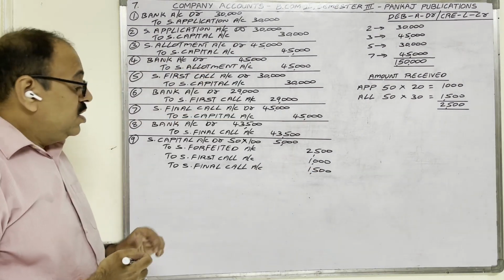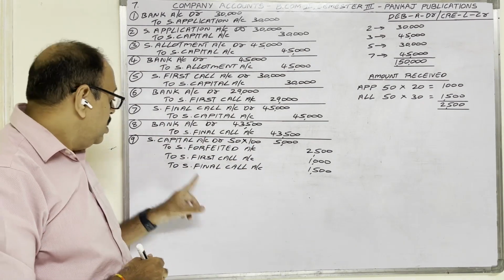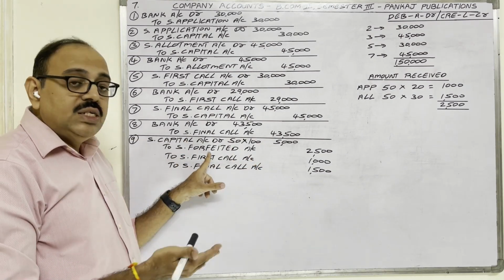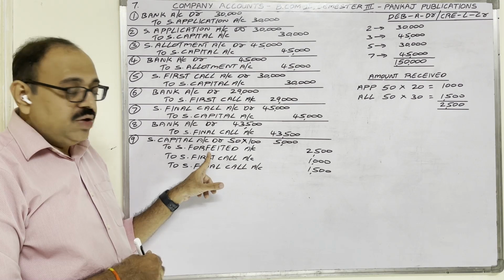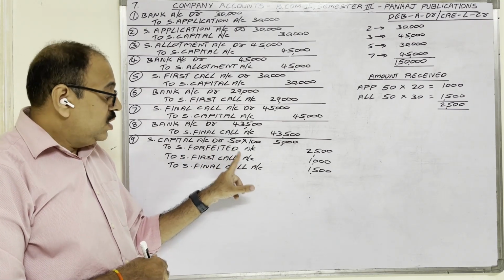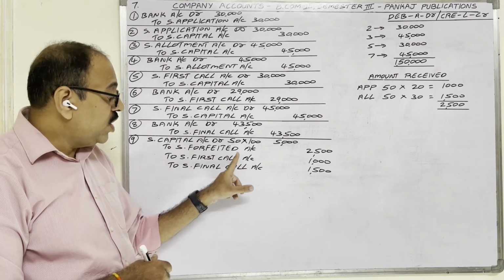So remember, while writing the forfeiture entry, which points do you have to remember? Share capital should be debited. The amount which we received on forfeited shares, we should credit to share forfeited account. And the amounts which are not going to come from them, these amounts we have to credit.